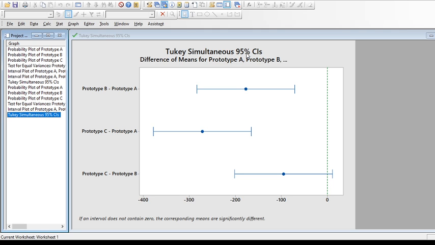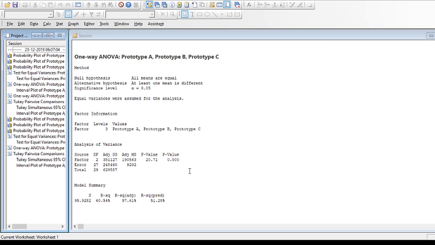So wherever I have a doubt, when prototype B and prototype A get compared, this is the difference, prototype B minus prototype A, right? I'm getting this difference. Prototype C and prototype A, if I take the means, I'm getting this difference. And prototype C and prototype B, this is the difference I'm getting. So to make it a little easier for you to understand, I will take you to the session window, roll down.